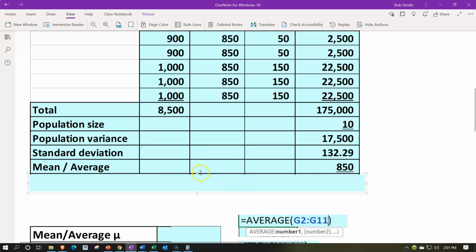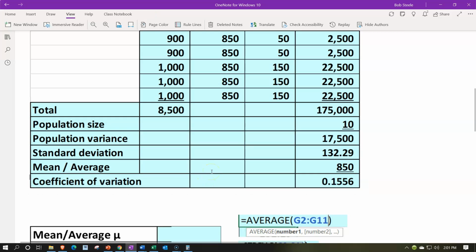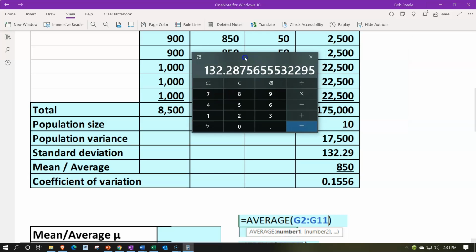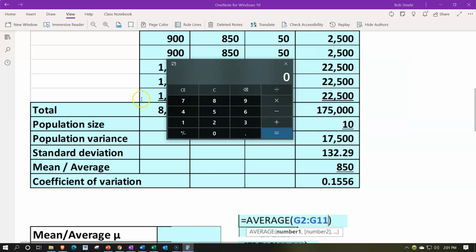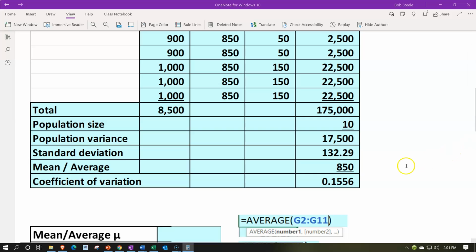And then this last piece will not usually be relevant unless we have different things that we will be comparing, which we will do in the future, like two advertising campaigns that we were trying to compare. So that would be the 132.29 divided by the 850, which would be about 0.1556. You could represent this as a percent or decimal. That would be the coefficient of variation.